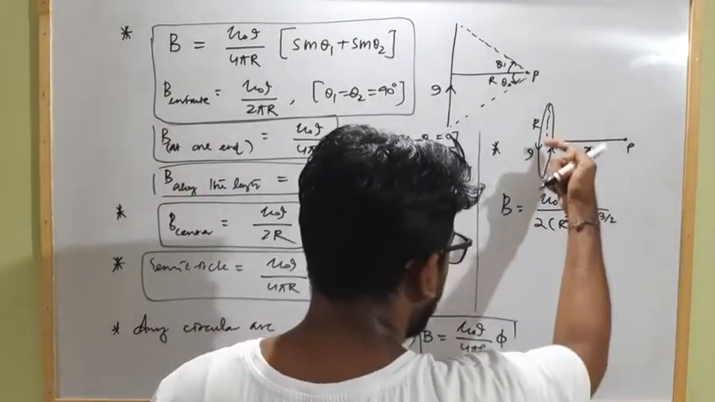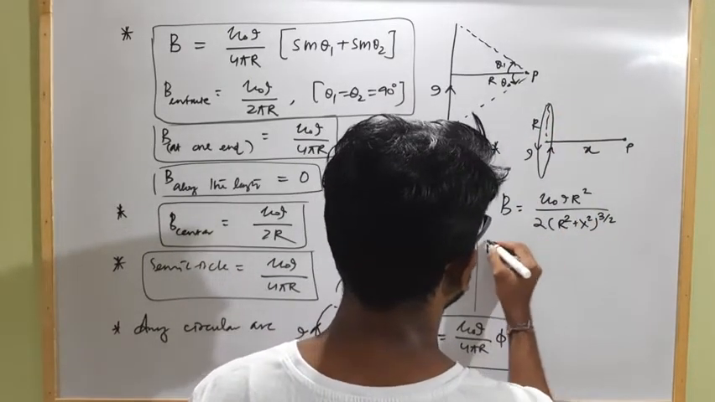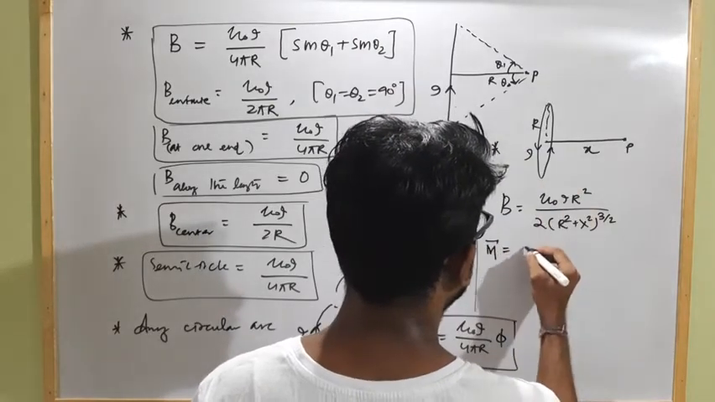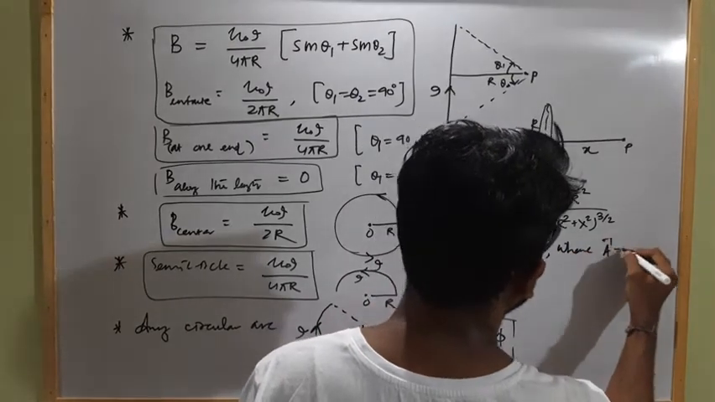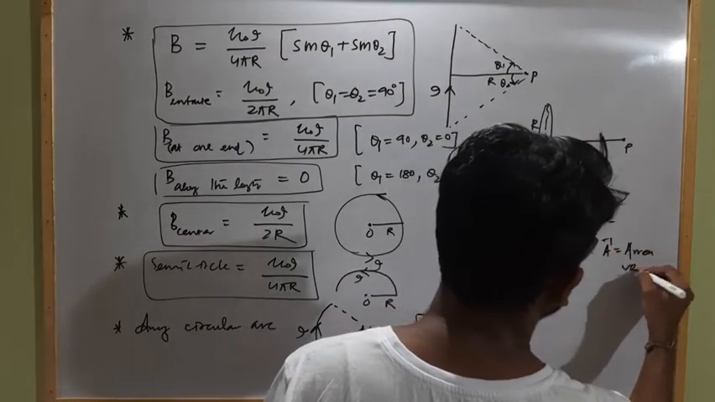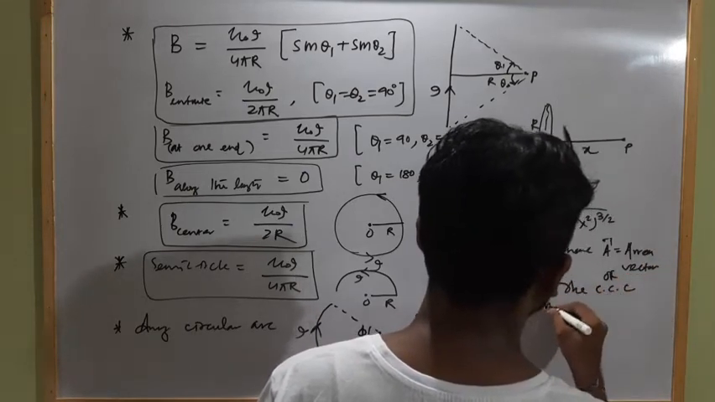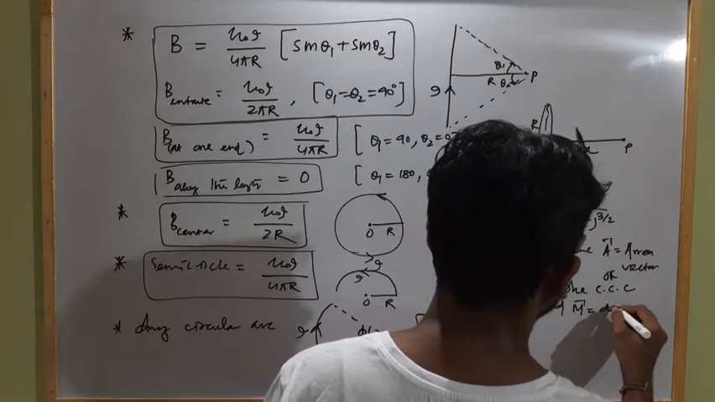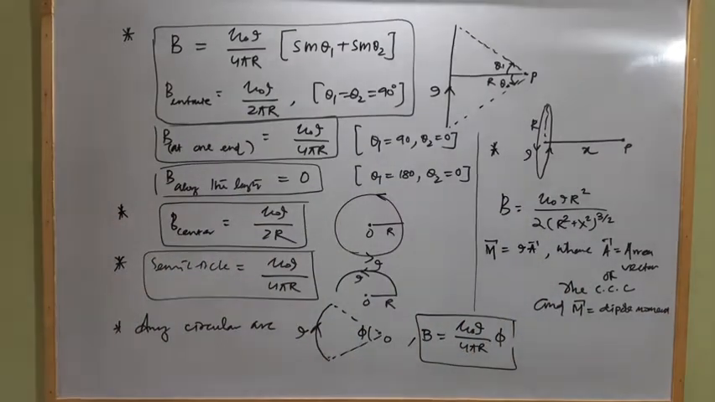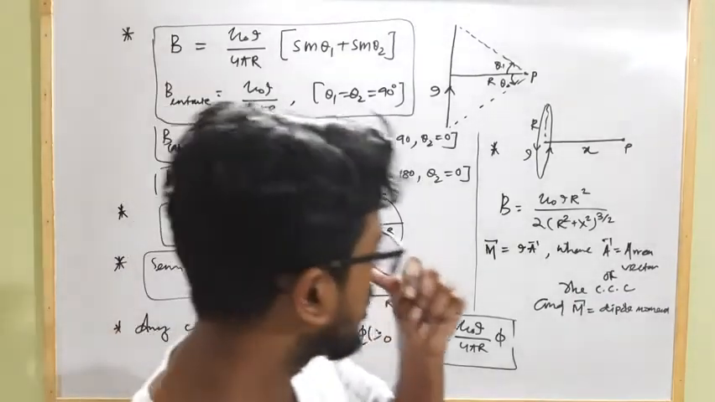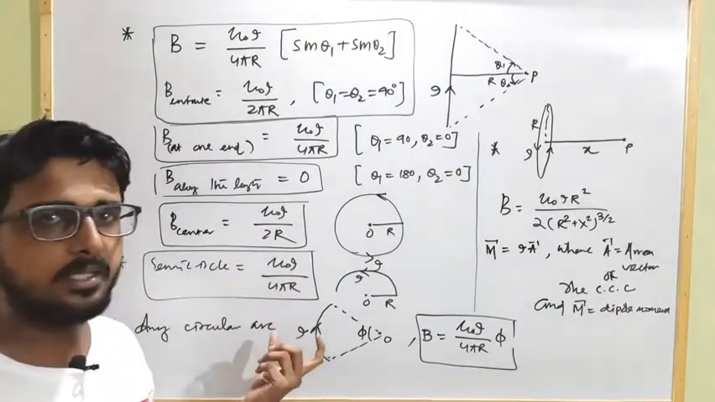Similarly, we already discussed that a circular current carrying conductor can behave as a magnetic dipole, and the magnetic dipole moment for any current carrying conductor will be M equals I into A vector, where A is the area vector of the current carrying coil and M is the dipole moment. Clear? So these are all the formulas and concepts regarding Biot-Savart's law and its applications. Today we are going to discuss some numericals based upon these applications. Clear?